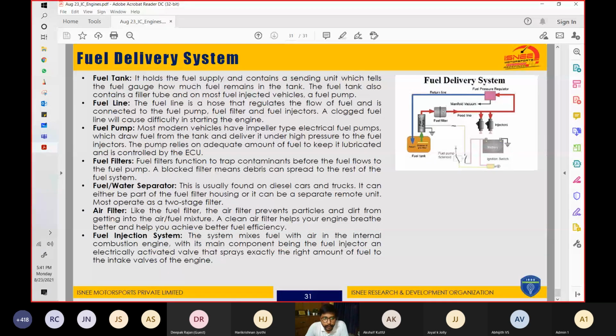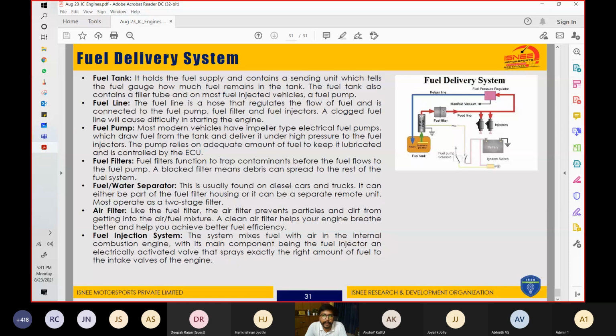Fuel tank, where the fuel is stored, and fuel line through which the fuel comes into the injector or the carburetor from the fuel tank. Fuel pump is something that draws the fuel forcefully from the fuel tank. And fuel filters are to filter the fuel that is coming from the fuel tank so that no impurities go inside the injectors or the carburetor. Then fuel water separator. Yes, there are some instances when water is present inside the fuel tank, so there should be a water separator also.